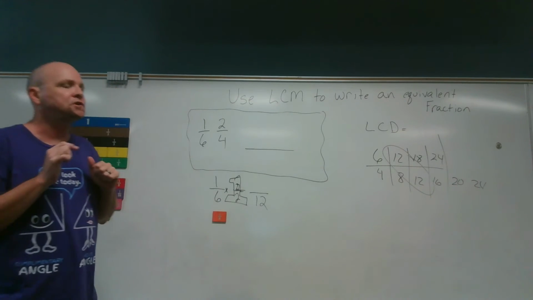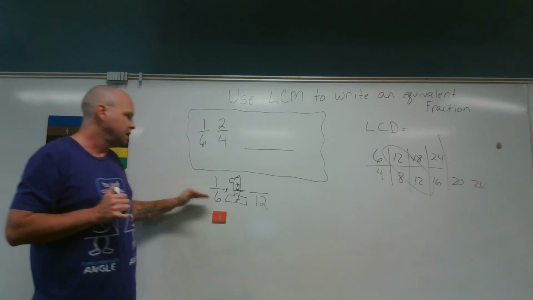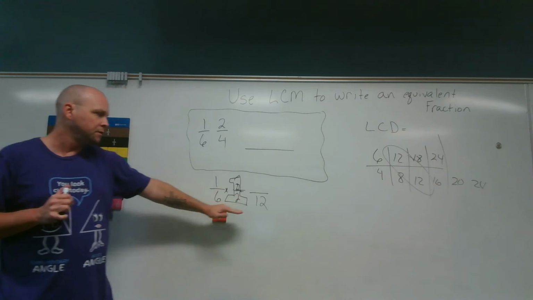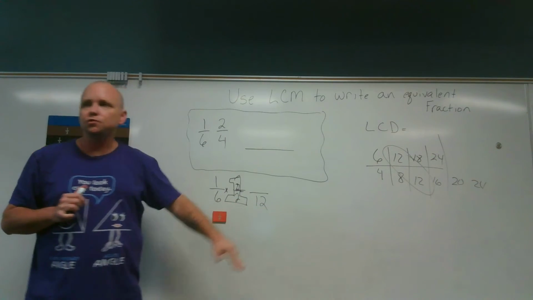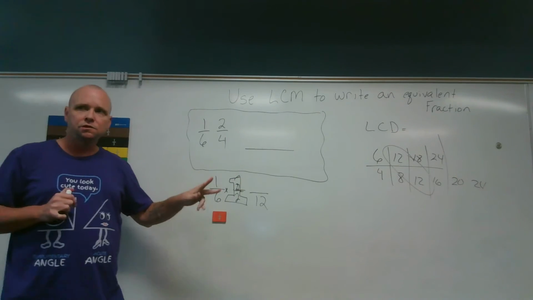When multiplying fractions, you multiply straight across. Denominator times denominator equals the new denominator. So 6 times 2 equals 12. 1 times 2 equals 2.